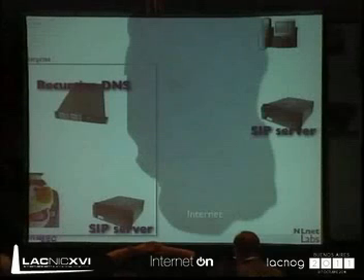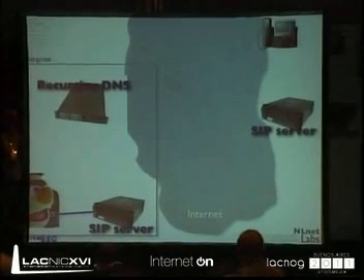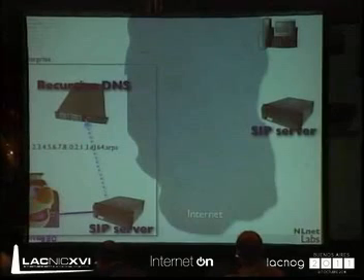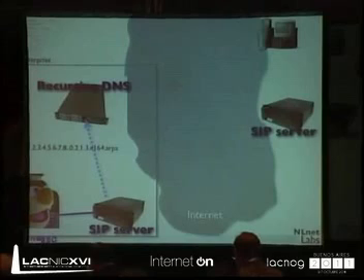How does this work? Well, let's have a look in detail. There's this little guy here. His name is Bert, and he has got this IP phone here, and he wants to make a call. What happens is that he establishes a connection. He says to the server, please call a specific number.